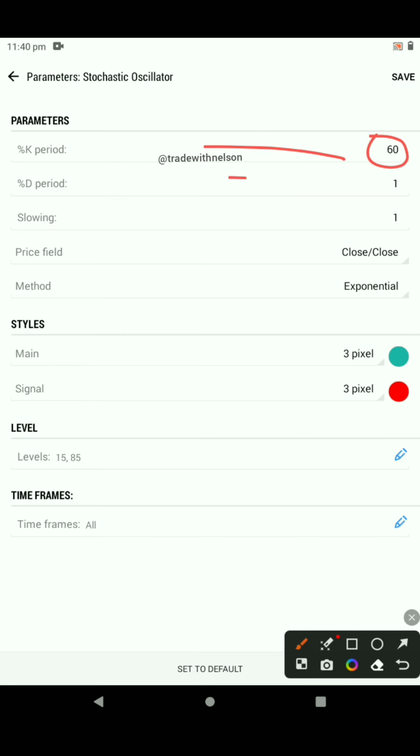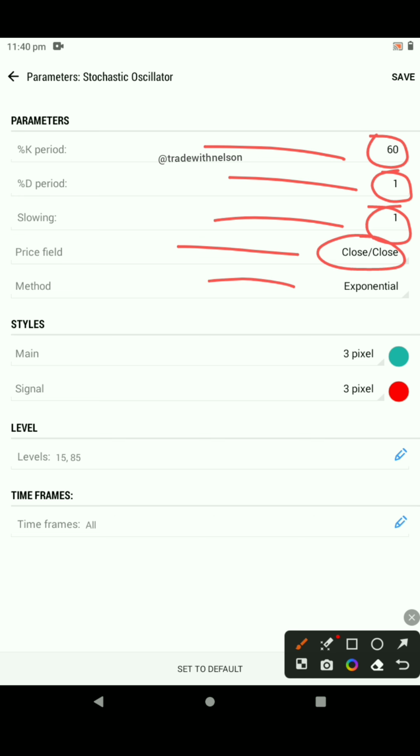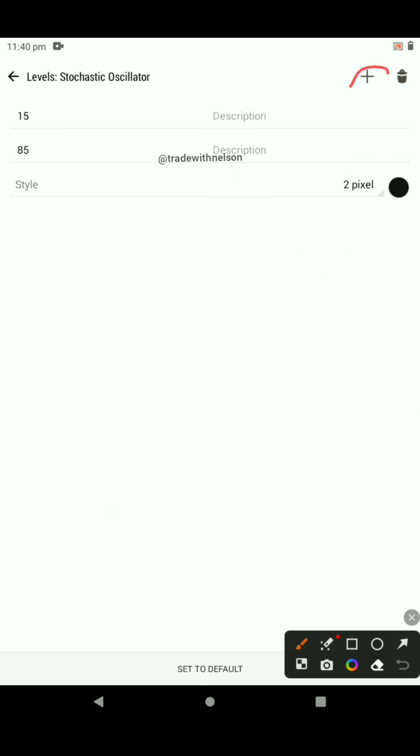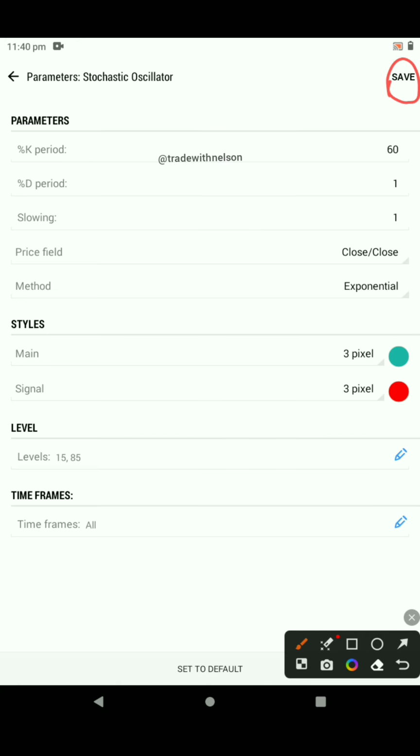Make your K period 60, D period 1, slowing 1, price field close, method exponential. For the styles, make it 3 pixels and select a color of your choice. For the levels, click on this pen icon, add level, type 15 and 85, style 2 pixels, and select a color of your choice. After that, click on save.